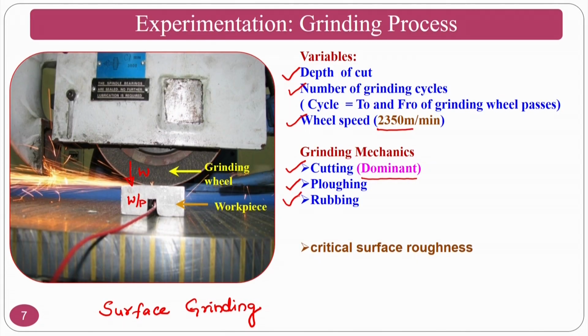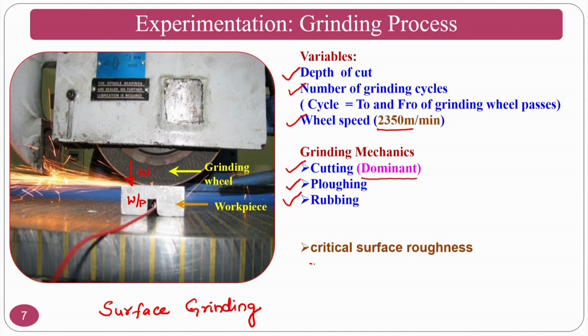Another one is rubbing. If you don't give a sufficient depth of cut, rubbing will take place. You might have seen the mechanism of ball burnishing and all those things. That is what is happening, and the chips will again smear on the surfaces and it will destroy the surfaces.